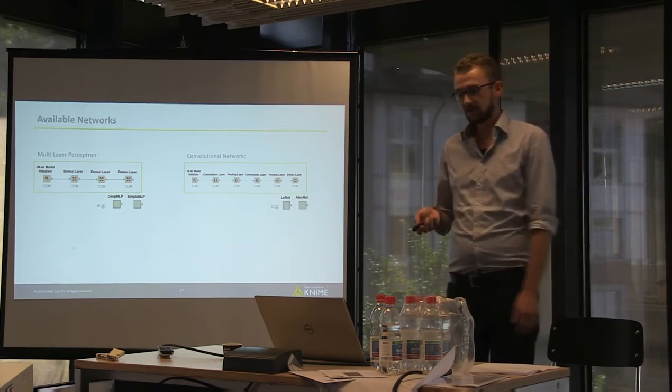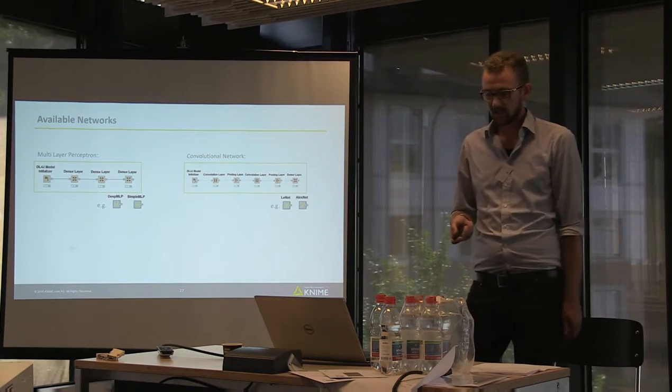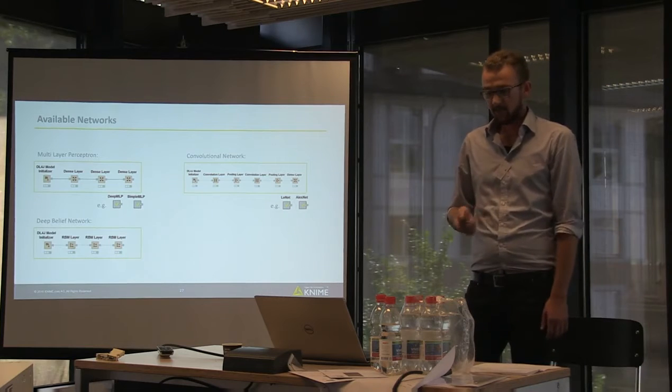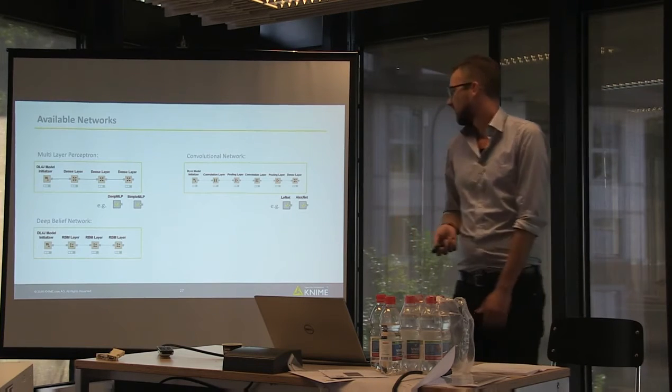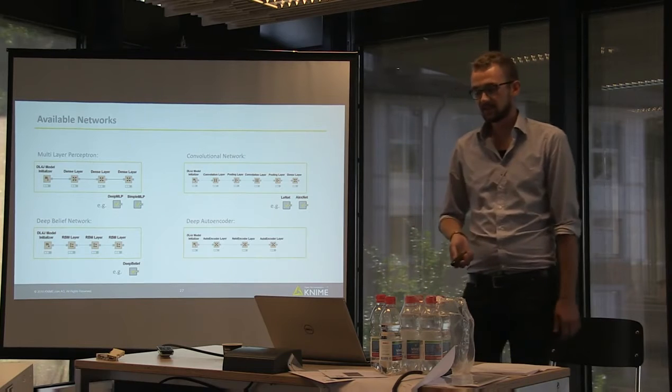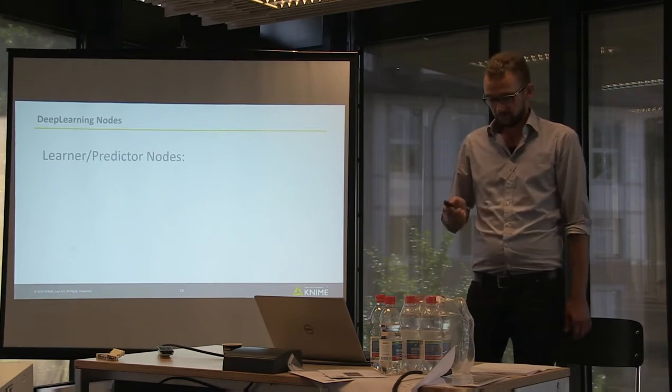And we also have some pre-configured nodes, like NENet or AlexNet. Then, of course, the same for a deep belief network. This would consist of some restricted Boltzmann machines, again with a pre-configured node, and the same for the autoencoder.